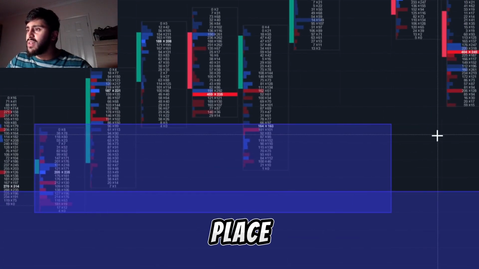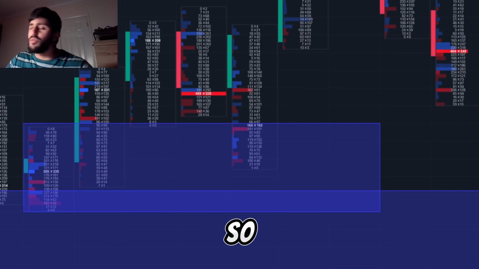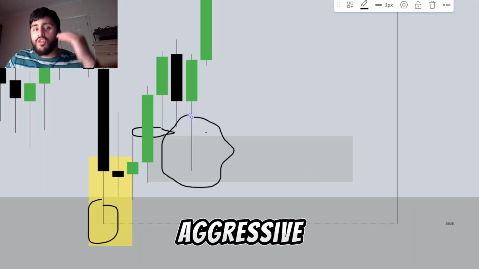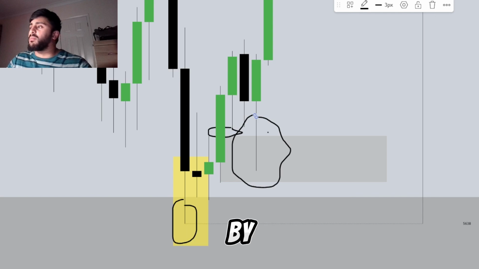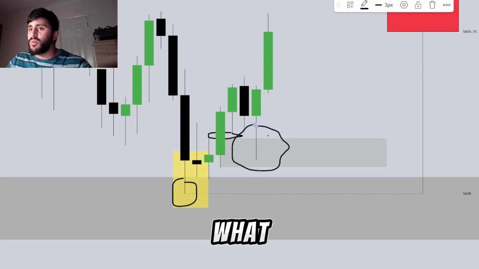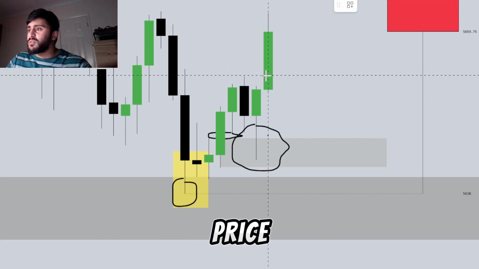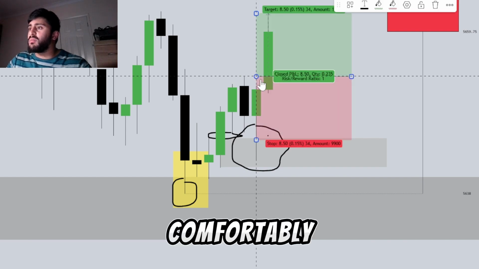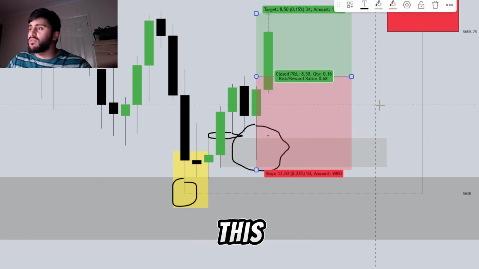Now, once you have this in place, what you can see is sellers have failed, so buyers are in control, right? Aggressive sellers have been absorbed by the passive buyers, and that is exactly what has happened over here. So now that we see price breaking with the body over here, we can comfortably place a long with a stop loss just below this fair value gap.